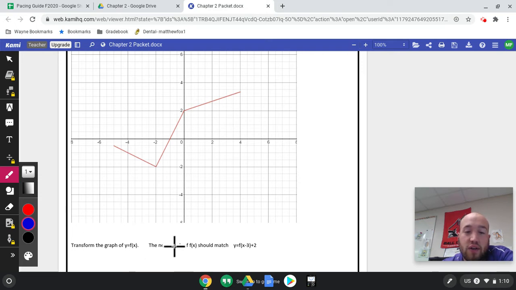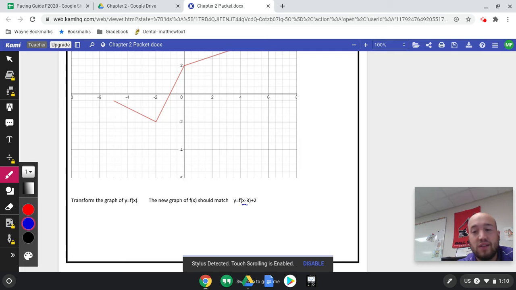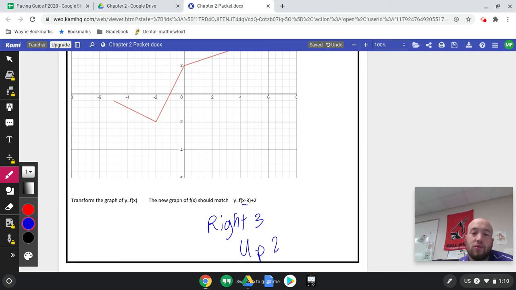Now our new graph, we want it to match y equals f of x minus 3 plus 2. So hopefully you know if it's inside the parentheses, that deals with moving left and right. In our case, when it's x minus 3, remember, left and right horizontally is the opposite. So that's going to be right 3. And then plus 2 at the end means it goes up 2. So the whole thing is going to move up 2.